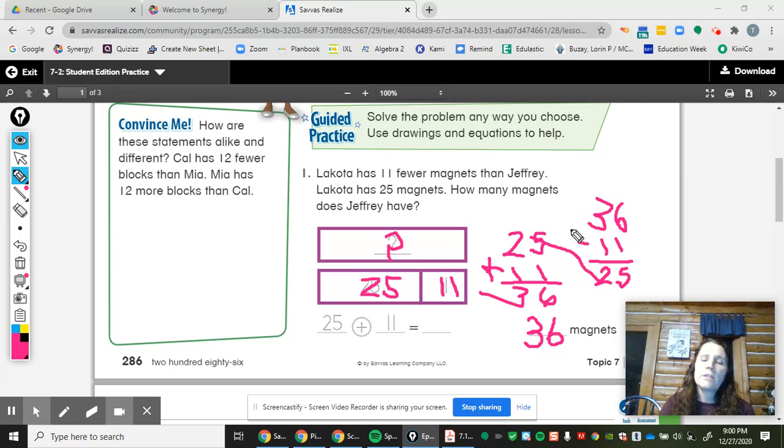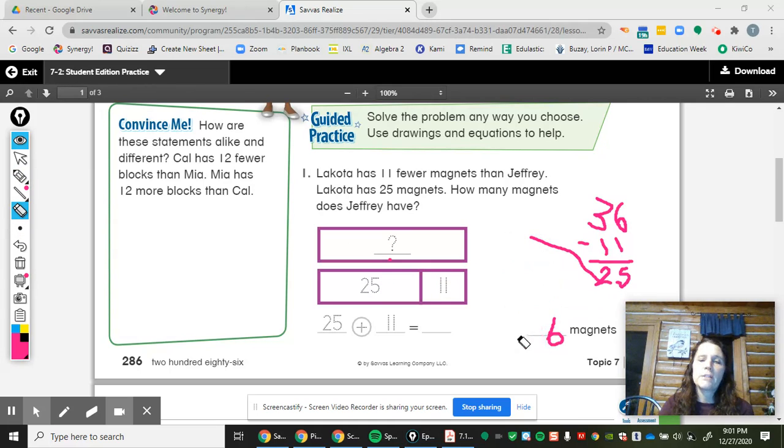Okay, so I just modeled for you how you can check it to make sure that you were correct. Okay, you can do the opposite of what you did. So Jeffrey had 36 magnets. All right, let me erase this. And let's look at what you're going to do today then for your assignment.